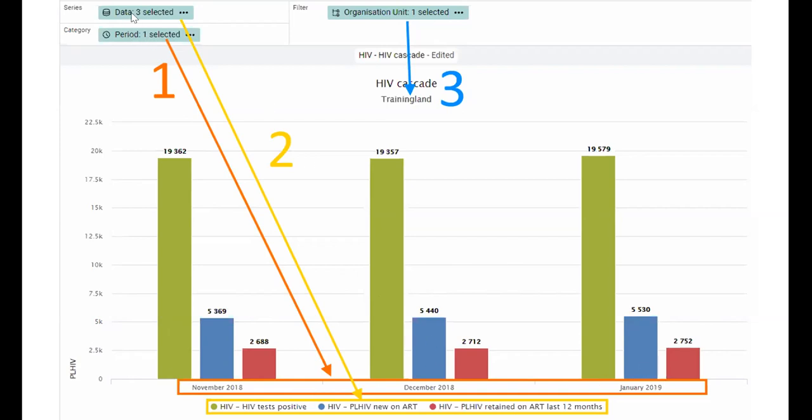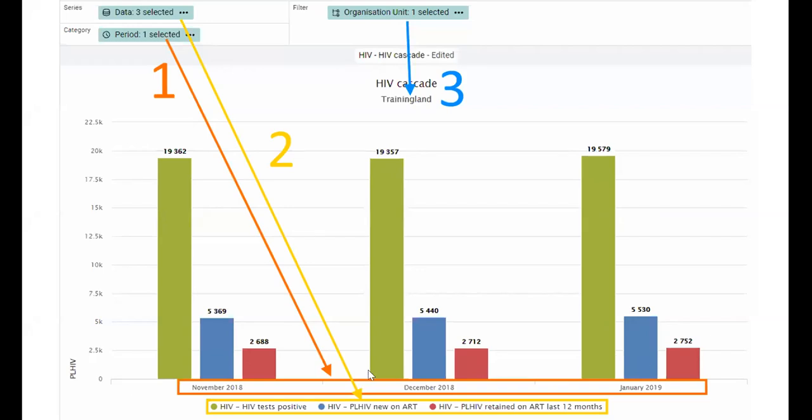Okay, so if that is so, what do we mean by the series, right? What series does is, it in fact further subdivides what you are seeing on the category dimension. So here you see the data in the category, the periods, November, December, and January. And what series does is subdivide whatever data is there in each of these dimensions. So for example, the November has further subdivided that data. That is why we are seeing HIV test positives, people living with the ART, and last 12 months under this November 2018 category. The same thing we are seeing for December as well, and also for January.